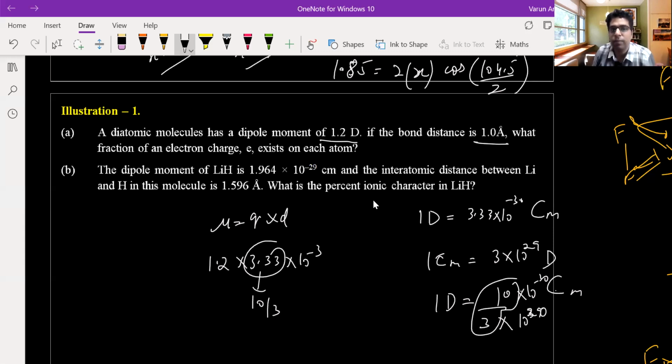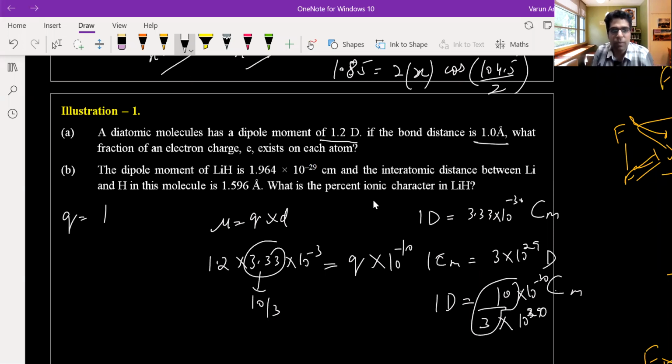So this is now the dipole moment in coulomb meter. So charge should be in coulomb. Let the charge that I have to calculate be Q and the bond length should be in meter. So 1 angstrom is 10 to the power minus 10 meter. So first calculate the charge from over here.